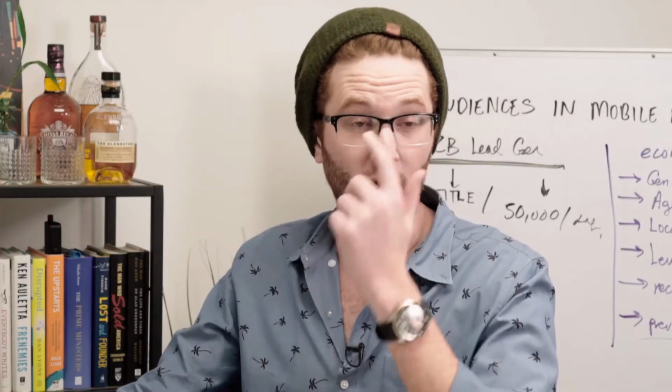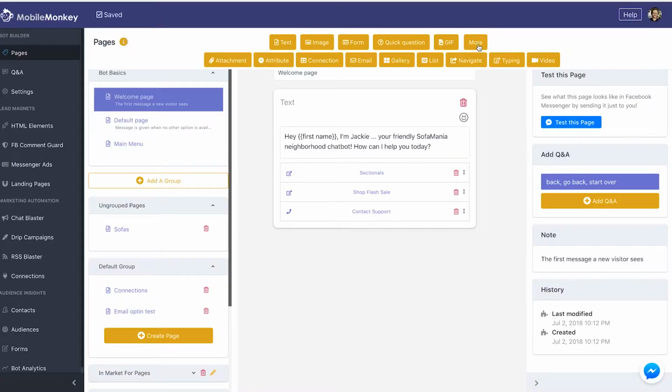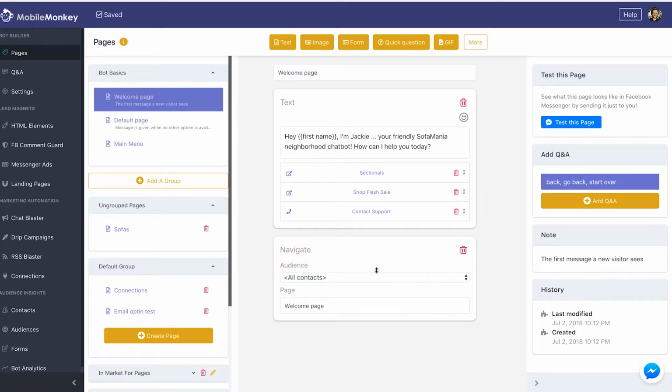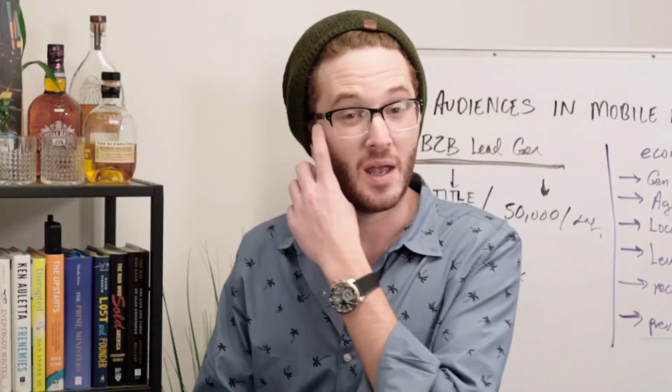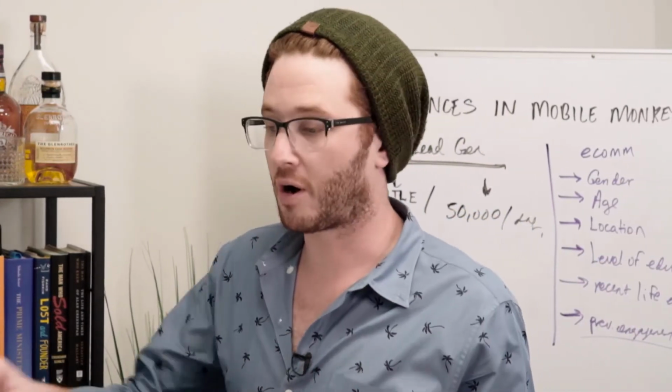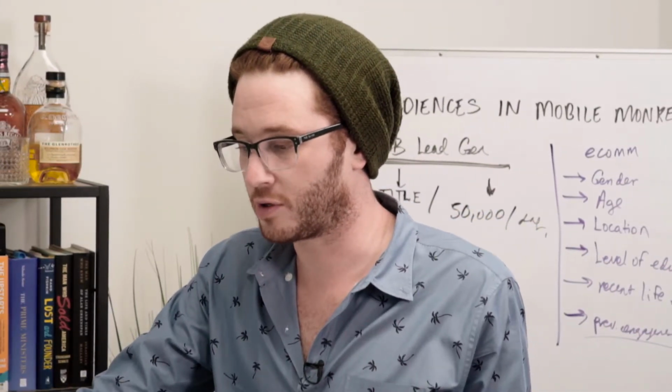We also have use for audiences in our widgets. If you remember, we had the navigate widget, which allows you to choose an audience that you've created and move them to a specific page, which means that if a person at any point in this chat funnel gets onto a certain audience, once they hit this navigate widget, they'll be moved to a certain page. It's a cool and creative way to segment out your actual bot flows when you're building your bots using audiences. So that's another really cool use of audiences.